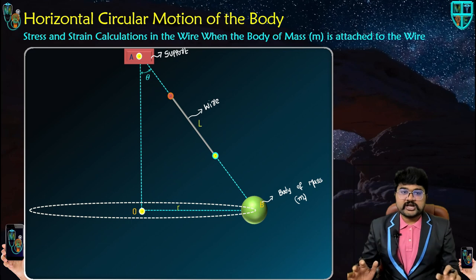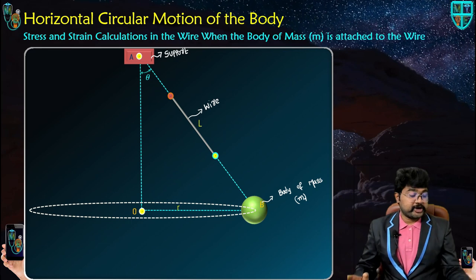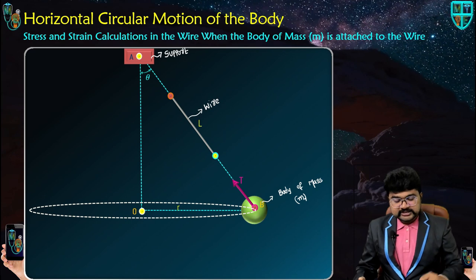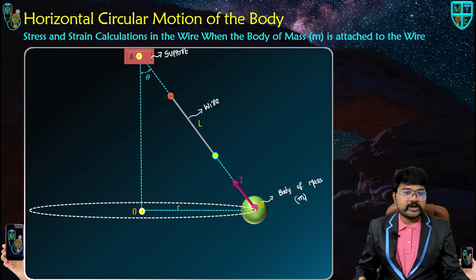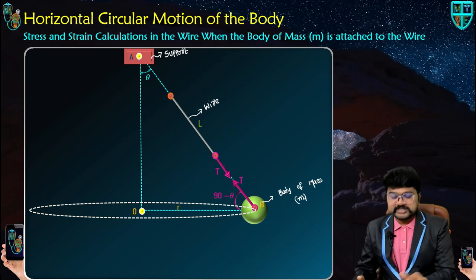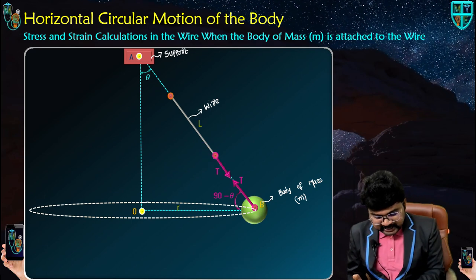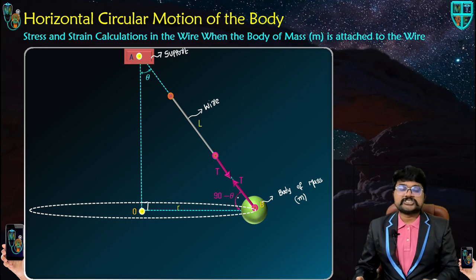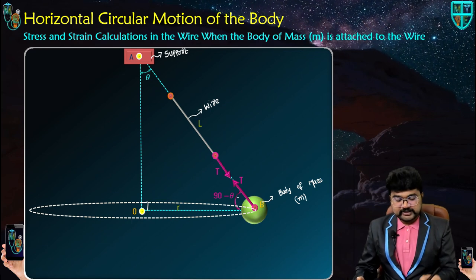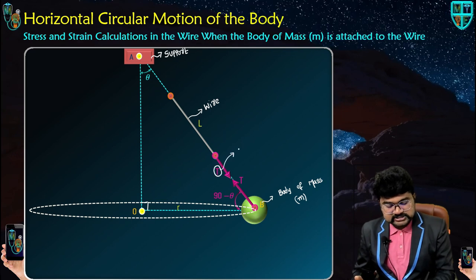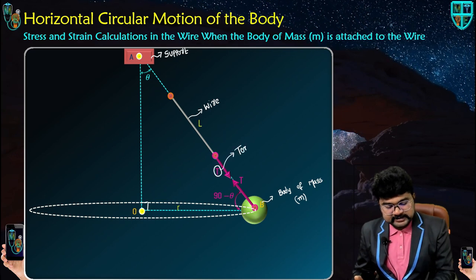Tension in the string always pulls the body. This tension is pulling the body, and this tension is pulling the string. If the angle is theta, and it would be 90 degrees, then it is 90 minus theta. Here tension always pulls the body. This tension is pulling the wire. This is the tension in the string.